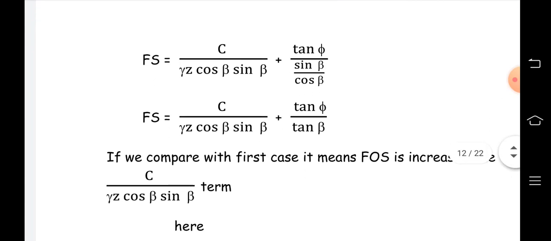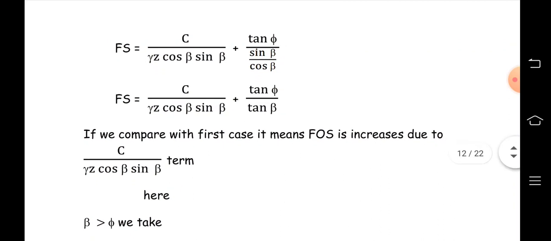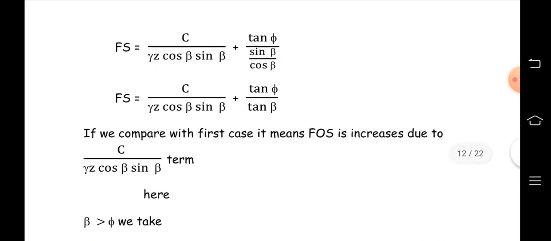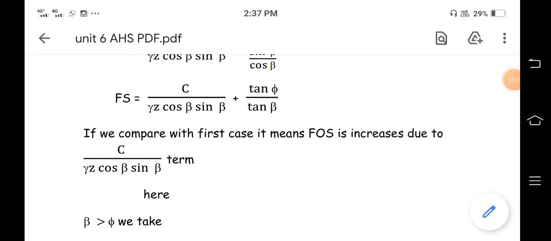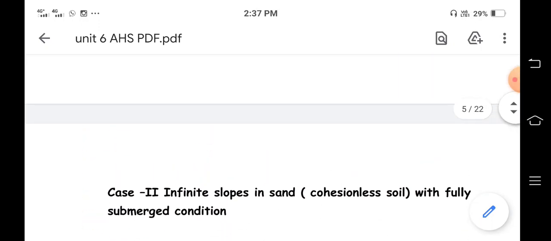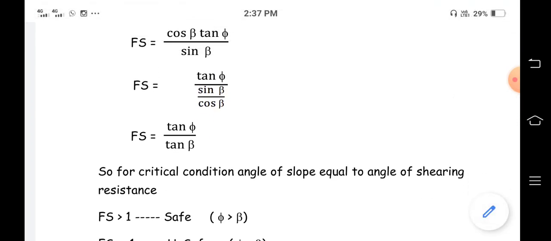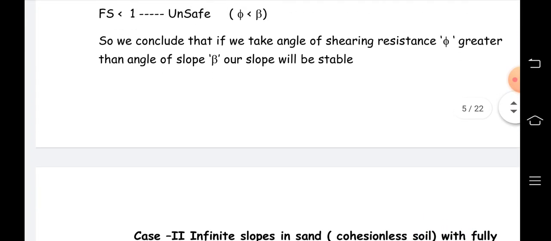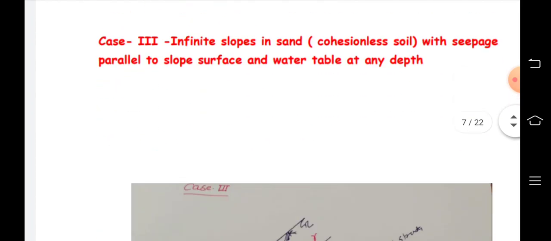Okay, so if we compare this with the first case, the factor of safety increases. What is our first case? Our first case is only this term. Okay, let us see, this is the first case, that is tan of phi upon tan of beta. From here in case two, the final answer is tan of phi upon tan of beta. So here it is also the same.